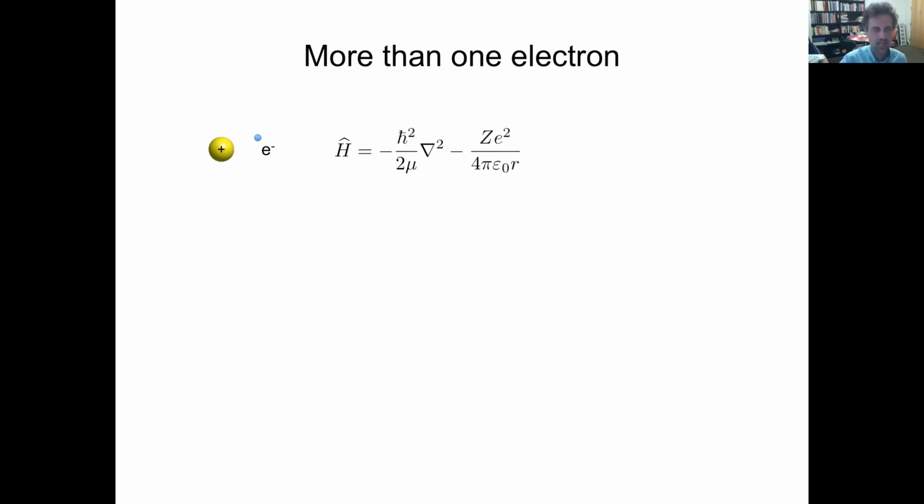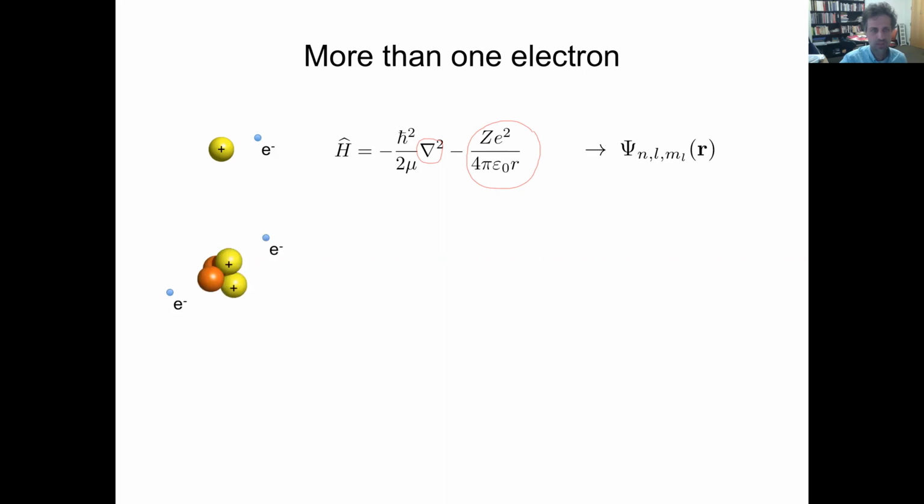Okay, so in the case of hydrogen, we solved the Schrödinger equation. Here it is once again. Remember, this mu is the reduced mass. Of course, this del squared is the kinetic energy operator. And then this is the potential energy term. Okay, we solved this problem and we found the wave functions. These were the hydrogen wave functions that have 3 quantum numbers, n, l, and ml.